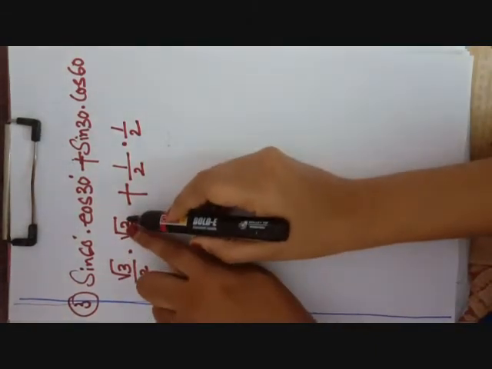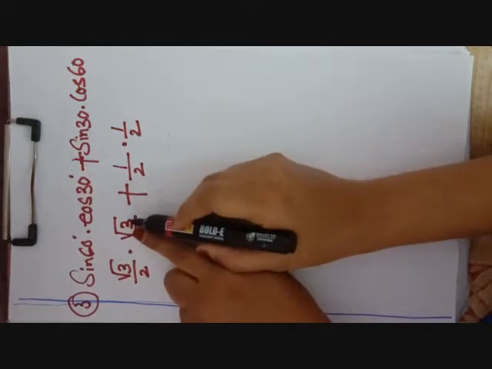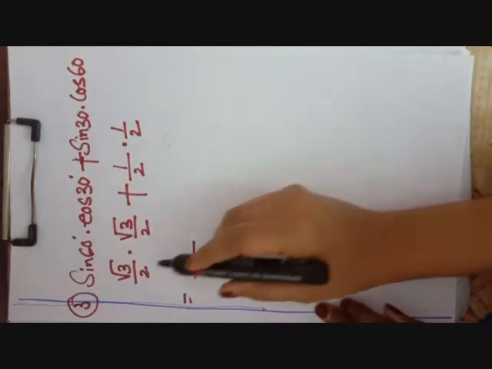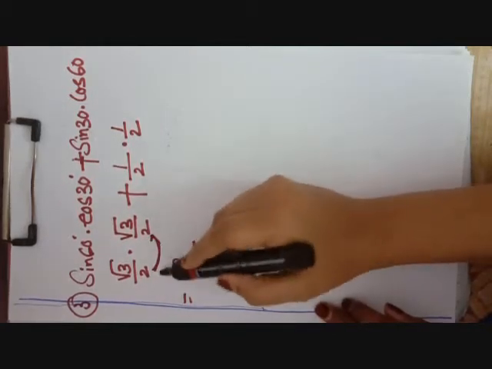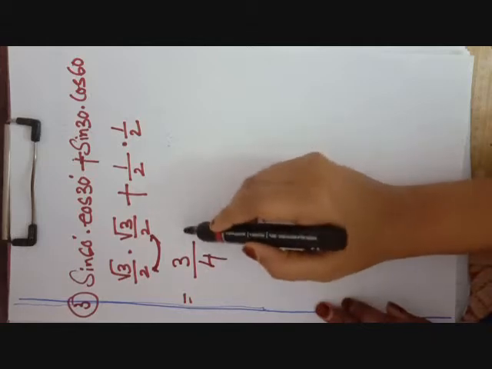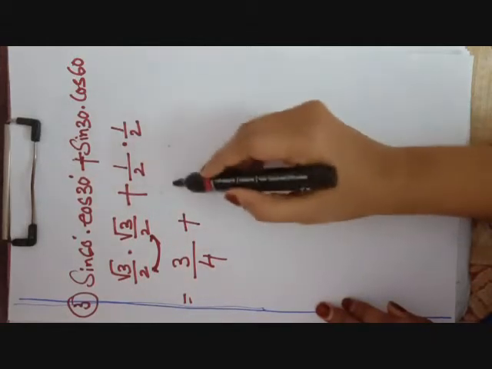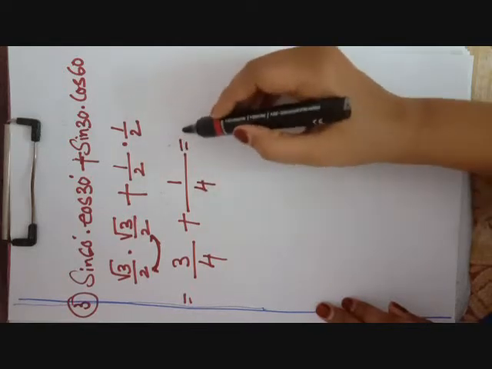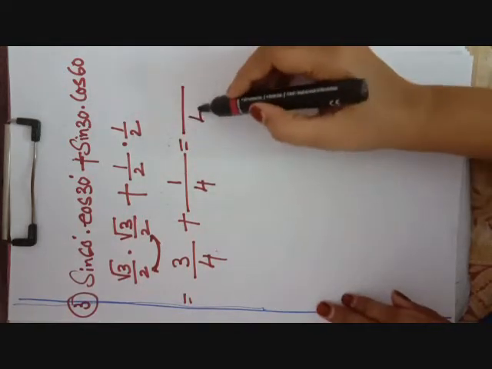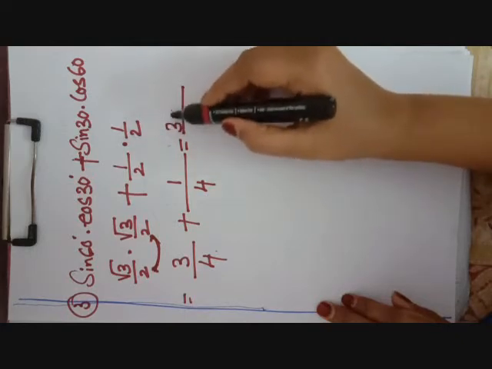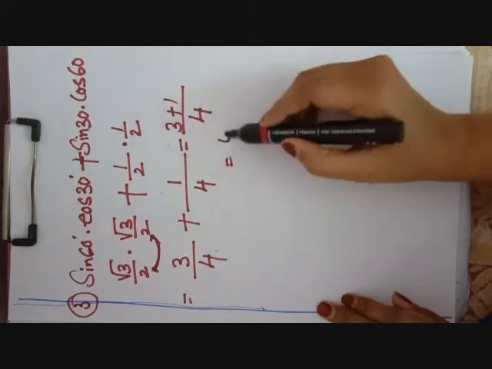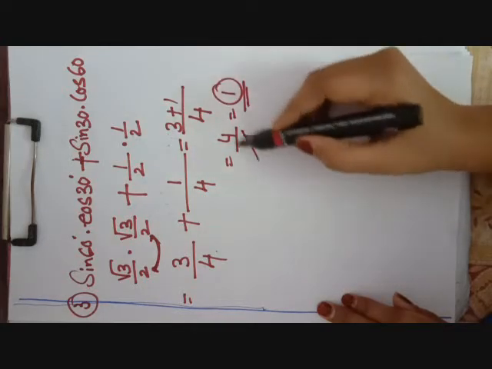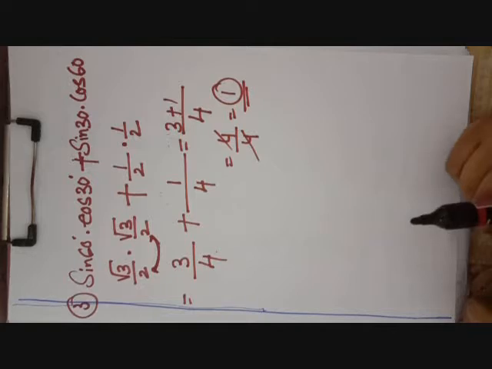Root 3 into root 3 is 3, that is, 3 3s are 9. Root 9 is 3 by 2 2s are 4. Plus 1 1s are 1, by 2 2s are 4. I hope you can add like fractions. Take LCM as 4. 3 plus 1 is 4, 4 by 4. The answer is 1. What is the answer? Answer is 1.